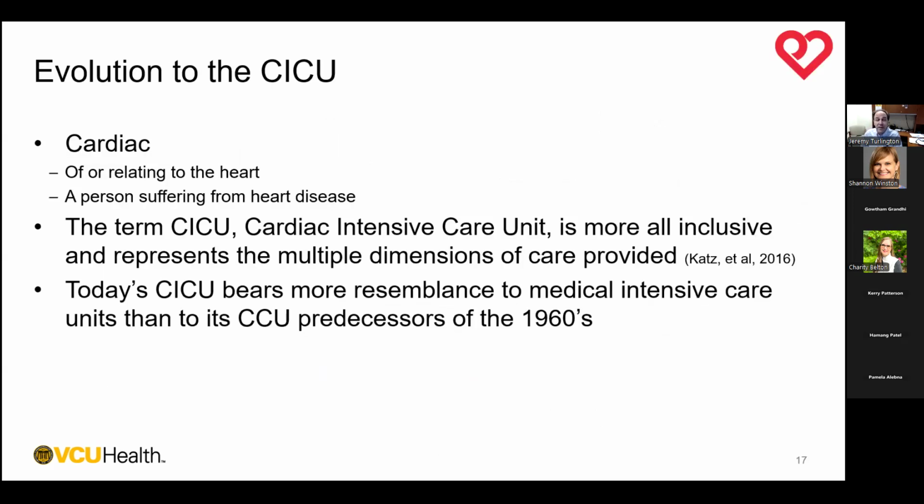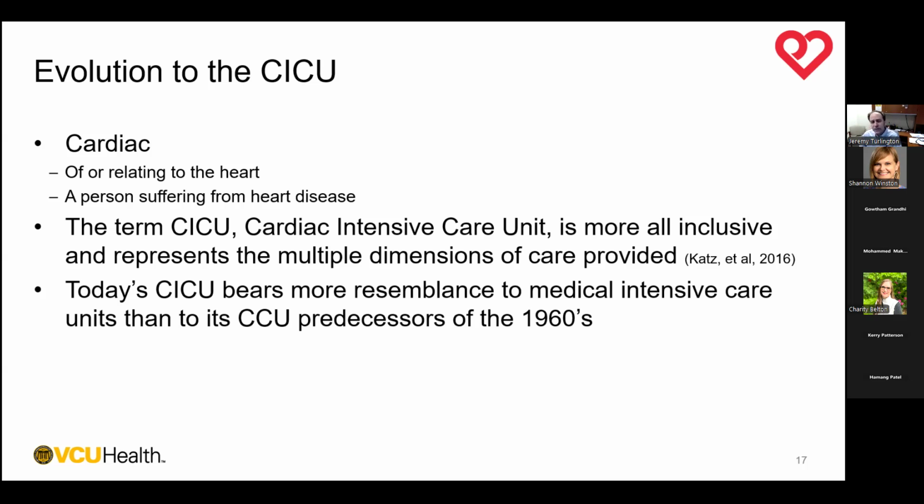So we start broadening out the terms. And it's now the cardiac CCU. It's more in general relating to the heart and a person suffering from heart disease. It's honestly believed now that the CICU, as we commonly call it, the Cardiac Intensive Care Unit, is more all-inclusive and represents the multiple dimensions of care provided. It's not just acute MI. It's not just arrhythmia from acute MI. It's cardiogenic shock. It's arrhythmias for other reasons. There's aortic pathologies. There's pericardial pathologies, et cetera, et cetera.